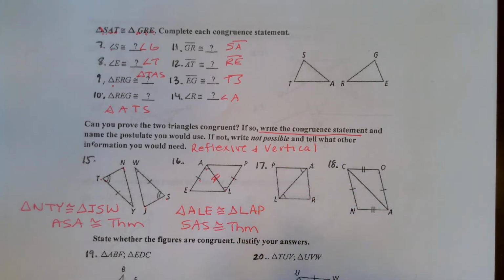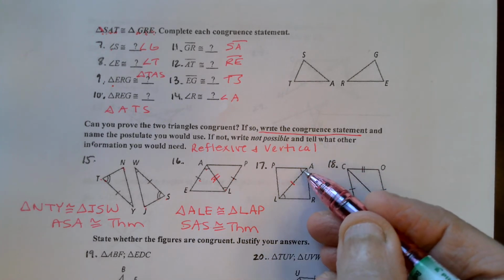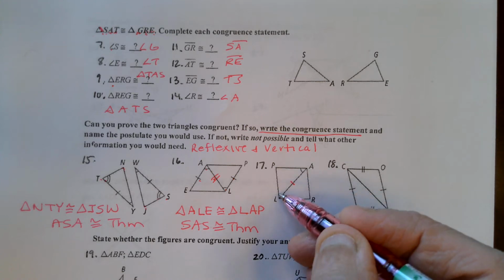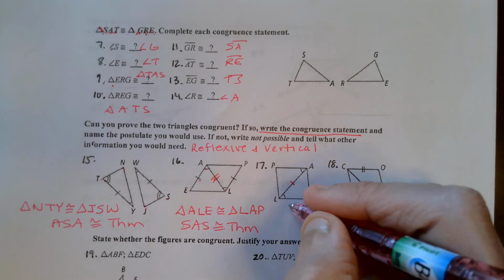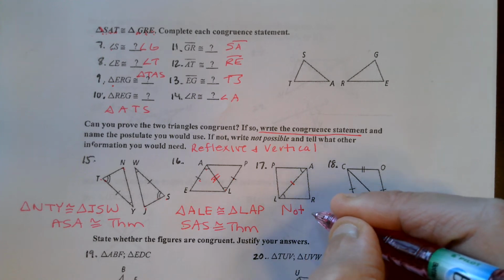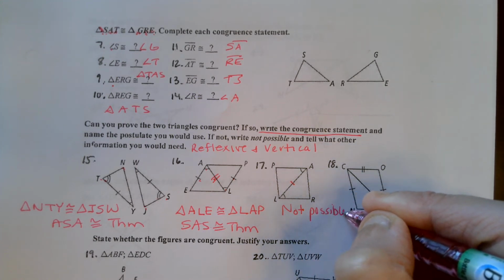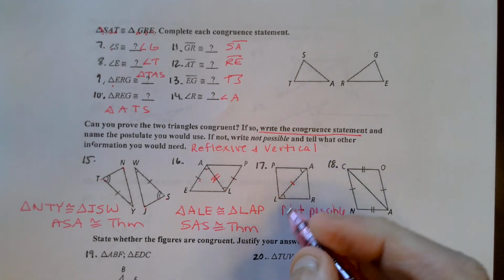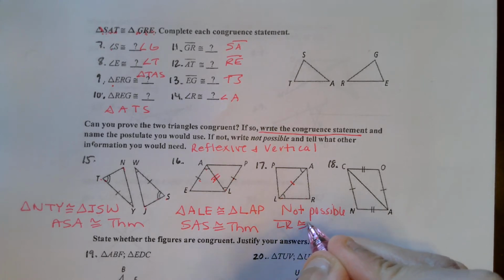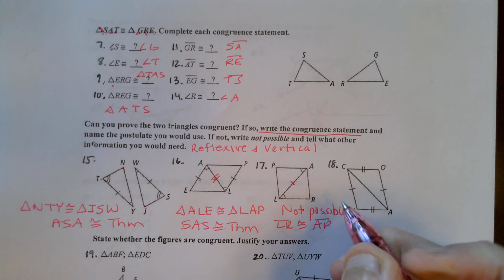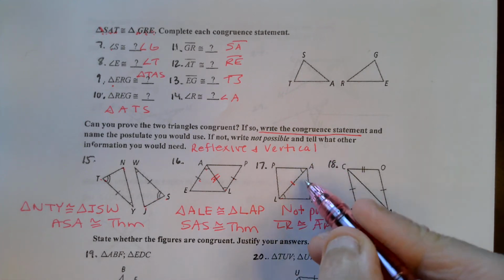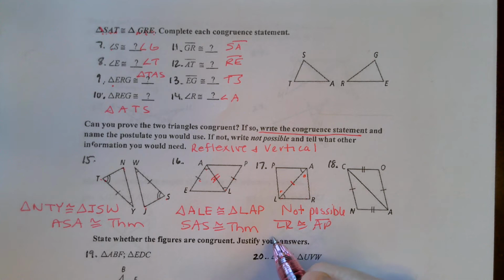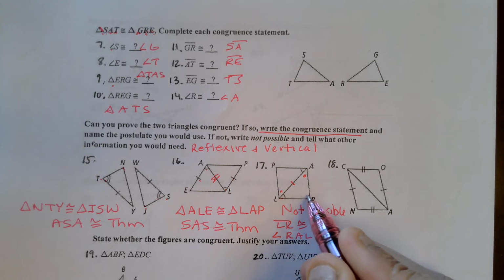Okay, 17. Another reflexive. So I have angle, side, nothing. Angle, side, nothing. So not enough information, or not possible is what it says. Okay. What else would you have to have? Well, a couple options. One would be you could have LR congruent to AP. That would have been side, angle, side. Or you could have had this angle congruent to this one. So angle RAL is congruent to angle RAL.